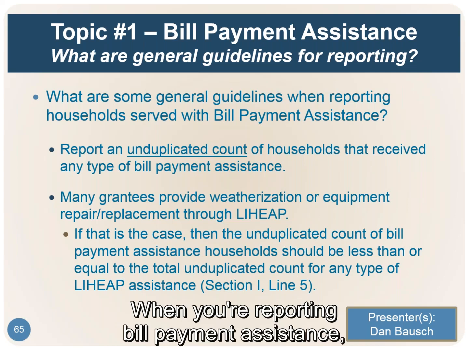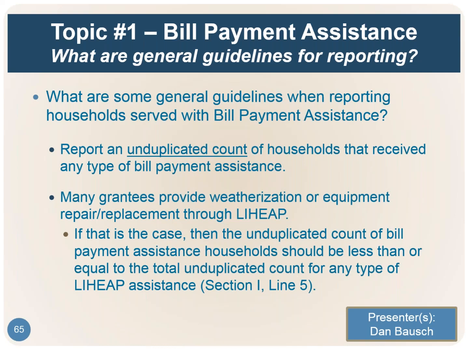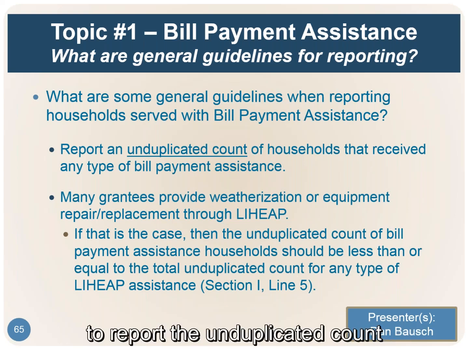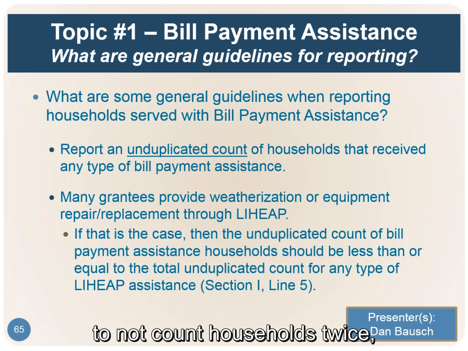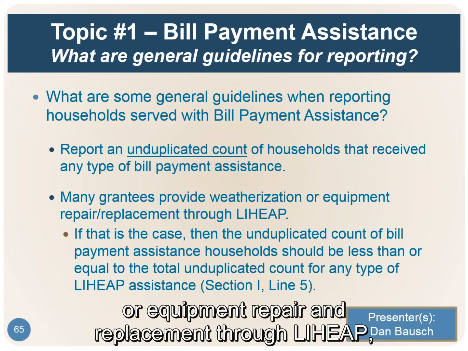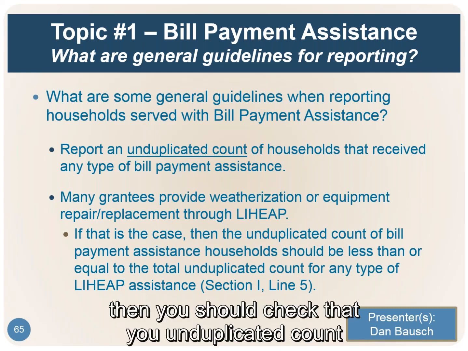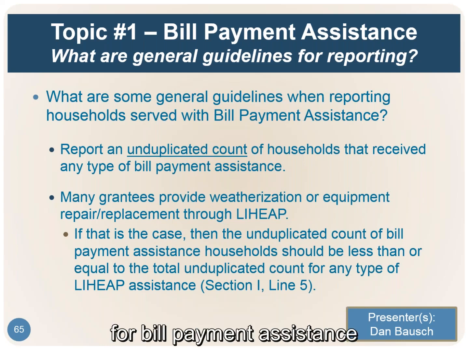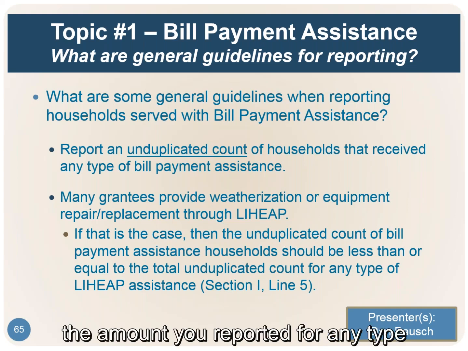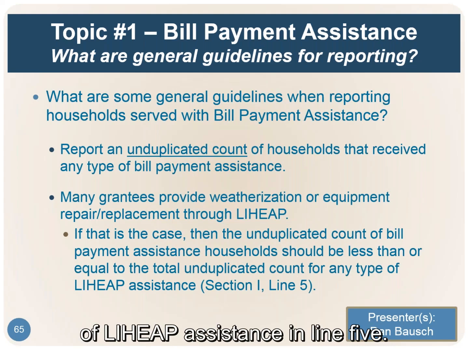When you're reporting bill payment assistance, we're also asking that you keep in mind to report the unduplicated count, to not count households twice, and that if you do provide weatherization or equipment repair and replacement through LIHEAP, then you should check that your unduplicated count for bill payment assistance for line 6 is less than or equal to the amount you reported for any type of LIHEAP assistance in line 5.